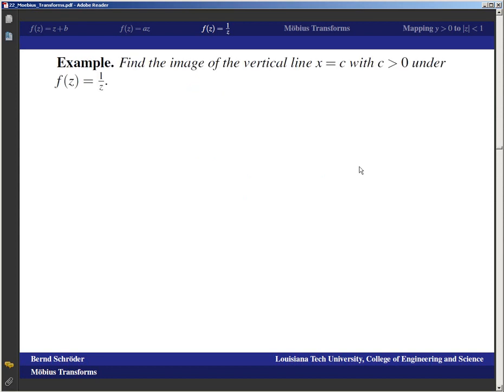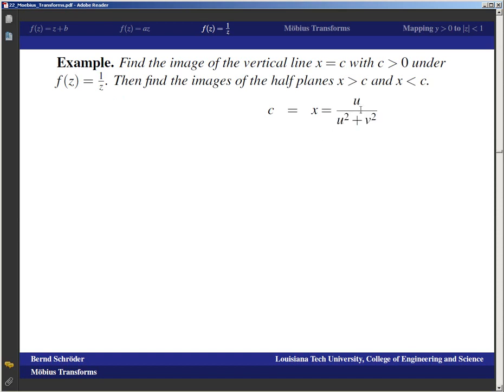Okay, let's take a look at an example for f of z equals 1 over z. And if we want to find, for example, the image of the vertical line x equals c with c greater than 0 under the function f of z equals 1 over z, and if we then also want to find the images of the half planes x greater than c and x smaller than c, well, what do we have? We have that c is equal to x, and x was u over u squared plus v squared. Well, that means that c u squared minus u plus c v squared has to be equal to 0 if we just bring the denominator over and then also subtract the u over to the left side.